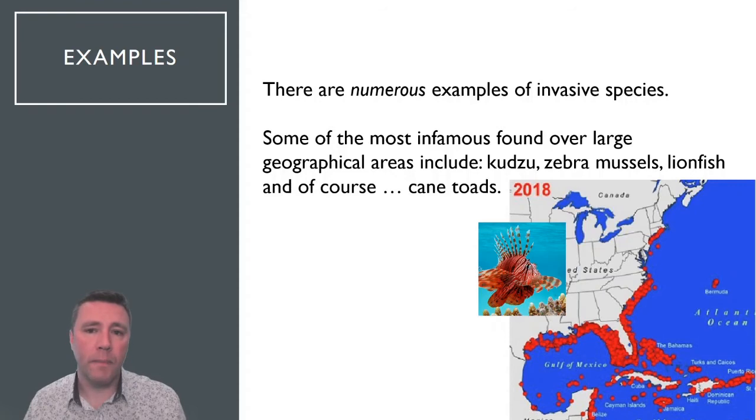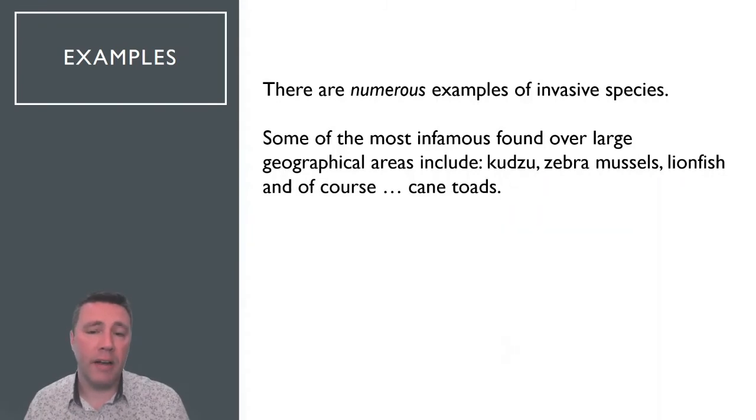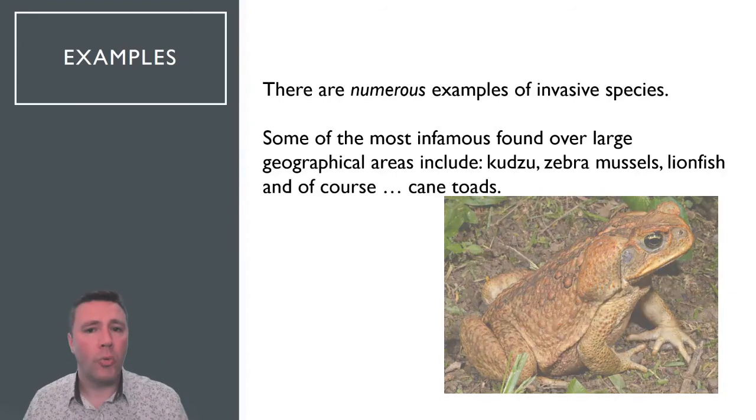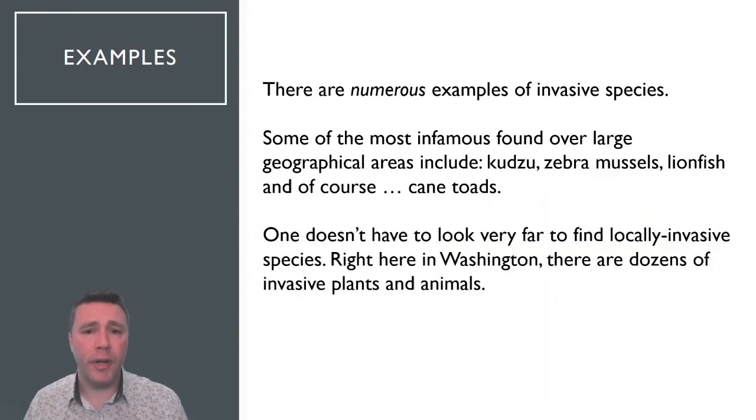And I can't leave a talk about invasive species without, of course, reminding everyone of our friend the cane toad. The cane toads were brought into Australia to help control a beetle that was infesting the sugarcane crops, but it famously failed.